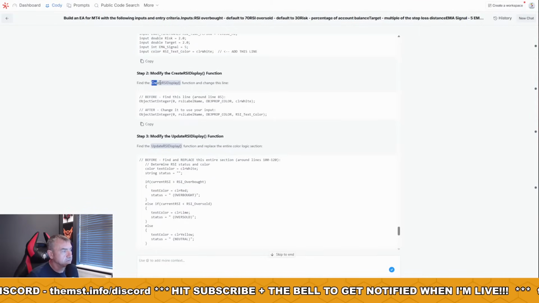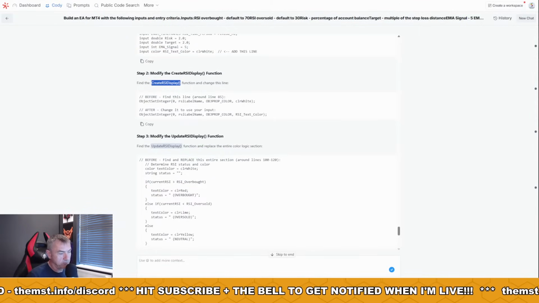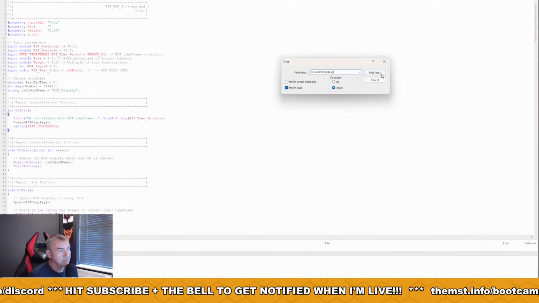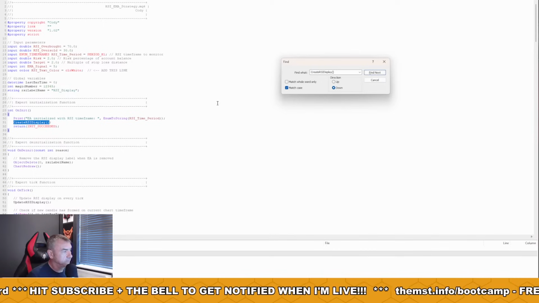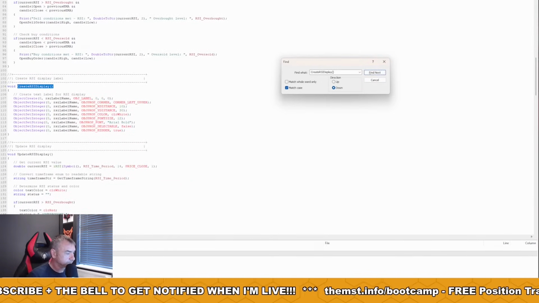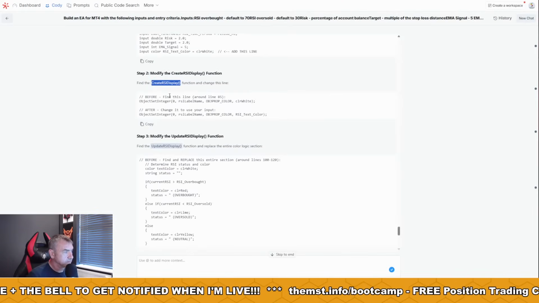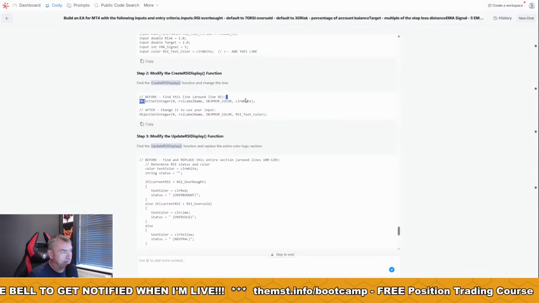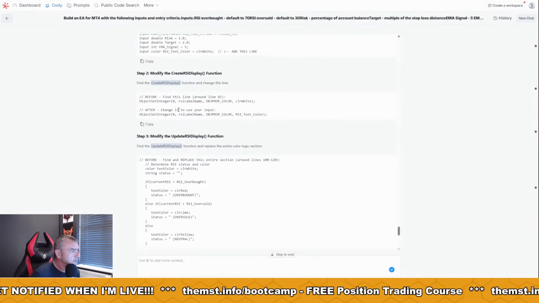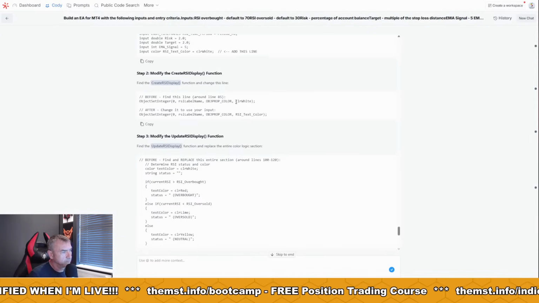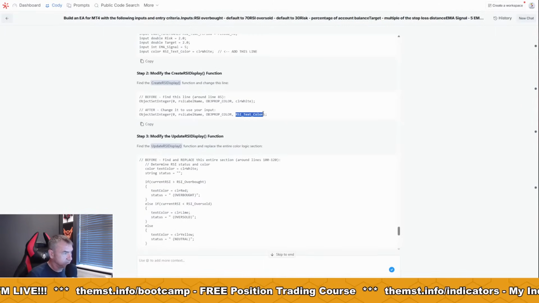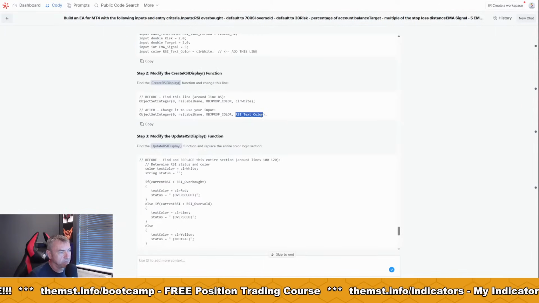So if you find that function, create RSI display, all you do is you go in there, Control F, Control V, find next. There it is. Oh, that's the init of it, but this is the code function down here. So it says find this line, and before that line, change it to use your input. So basically where it says color white, RSI text color. You just change that one line of code, color white, to RSI text color.